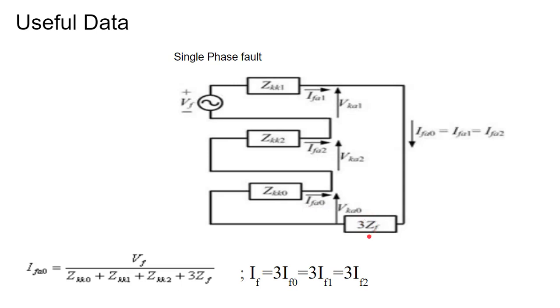Here ZF is the fault impedance that is connected between the neutral and the ground, and the zero sequence fault current is given by the terminal voltage divided by positive, negative and zero sequence reactances plus the summation of 3 times the fault impedance that is connected between neutral and ground, and the fault current is 3 times either the positive sequence fault current or negative sequence fault current or zero sequence fault current. With the help of this information, let us solve the problem.